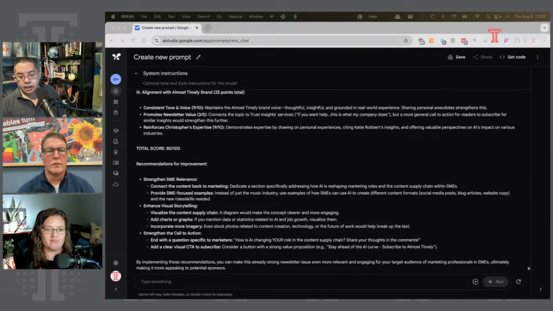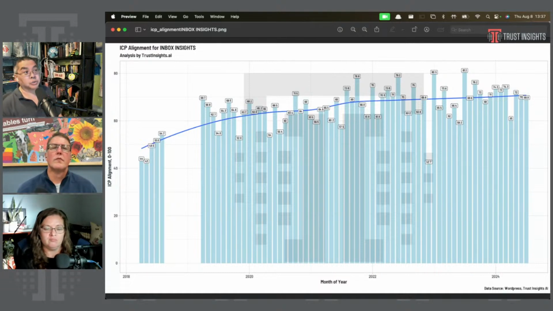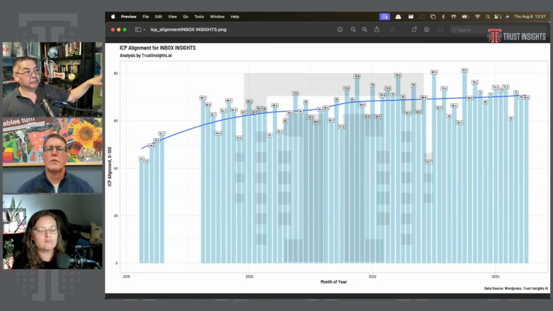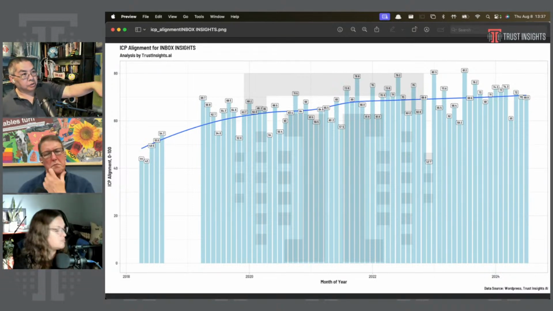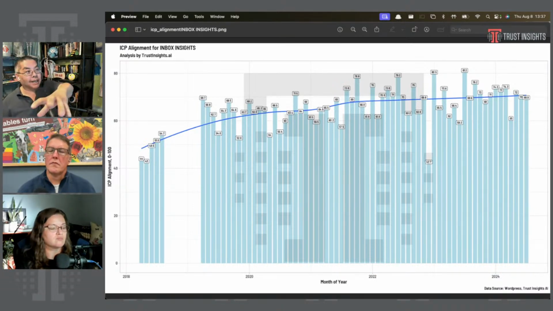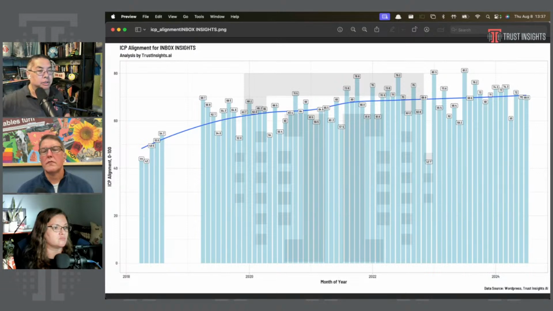Exactly. Another use case for what we do with these things. This is an exercise we did this week. We took every post on the Trust Insights blog, and we broke it out into four categories. The live stream, because we transcribed the live streams and put them up. The Trust Insights newsletter, Inbox Insights. The Trust Insights podcast, In-Ear Insights, and then everything else that goes on the blog.